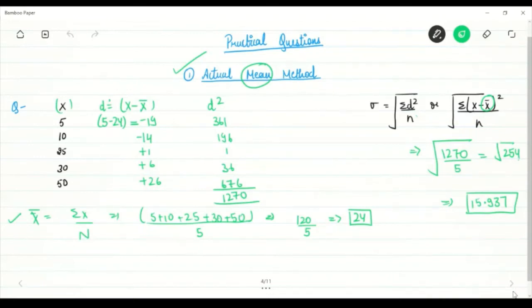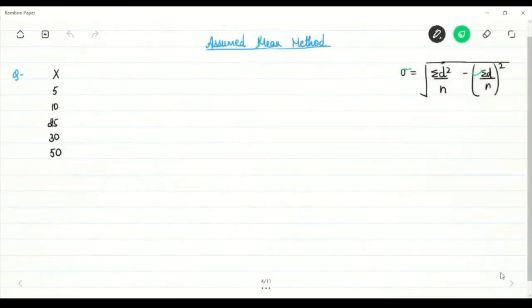Now let us move to another method. Here we require an assumed mean to calculate standard deviation. So what is the formula under the assumed mean method for the calculation of standard deviation? It is under root sigma d square upon n minus (sigma d upon n) whole square. As you can see, we only require the assumed mean.